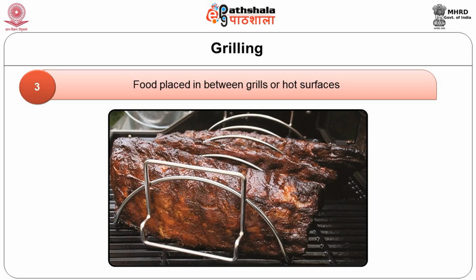In the third method, food is placed in between grills or hot surfaces. This way, there is no need for reversing the food as it is cooked on both sides by the hot surface. Efficient browning and cooking takes place, giving rise to delicious food.